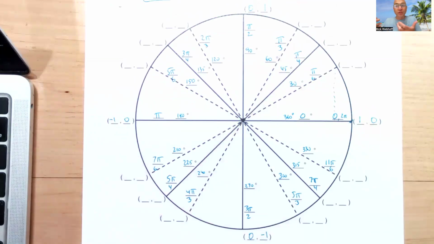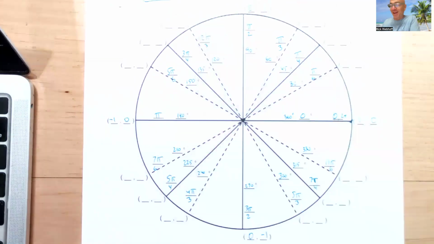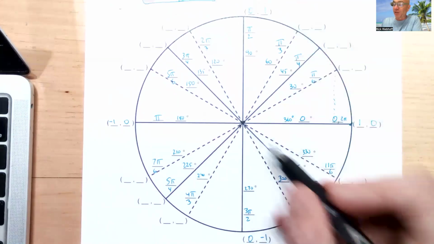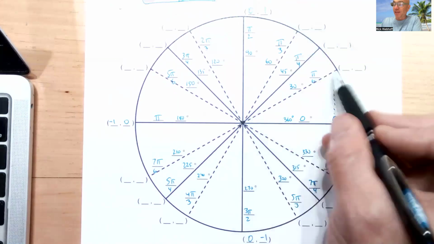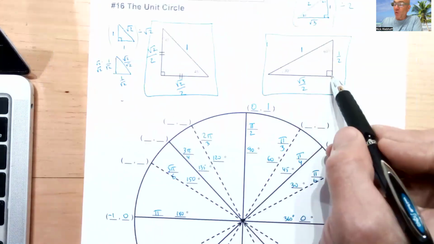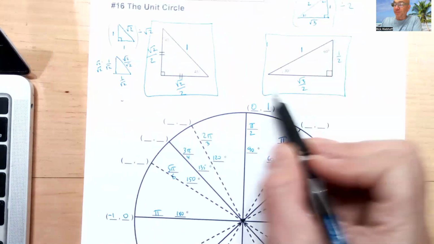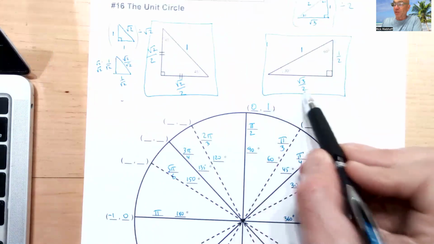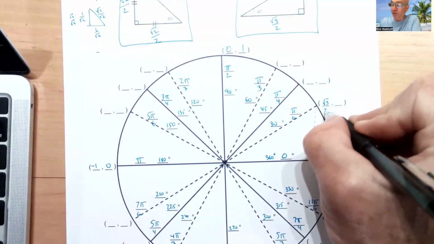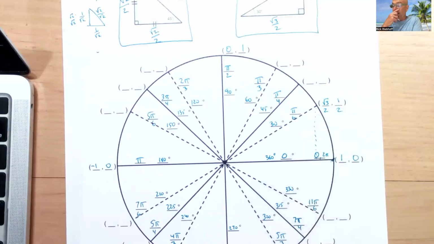Okay, I'm going to show you a little trick here for finding the other ones. Well, I guess we have to do this first. We have to use the unit circle. So pi 6, let's use this one, 30, 60, 90, right? So the y value is 1 half. The x value is root 3 over 2. So that's root 3 over 2 and 1 half.